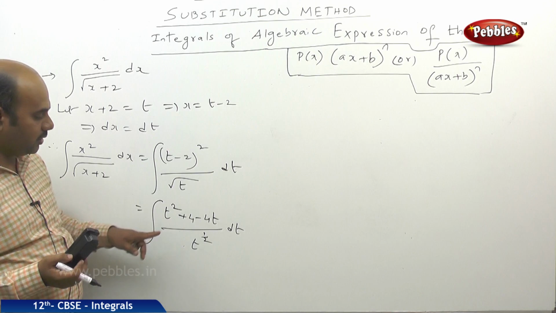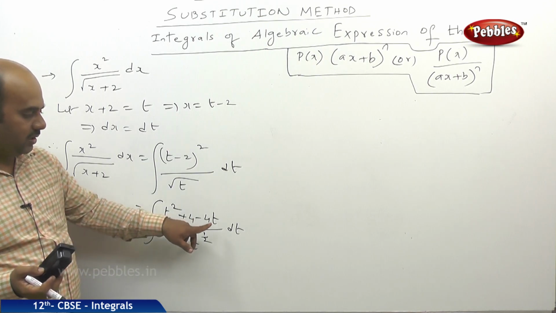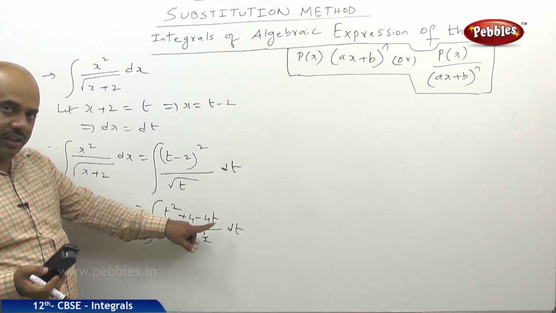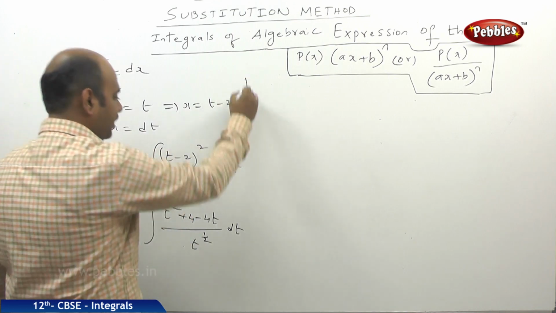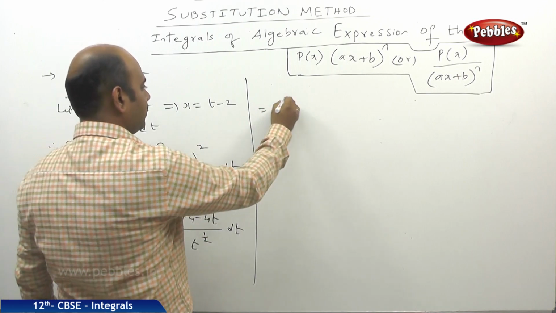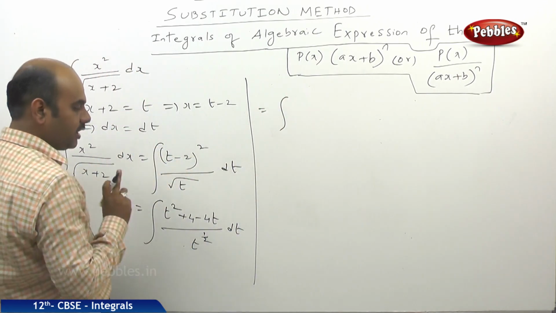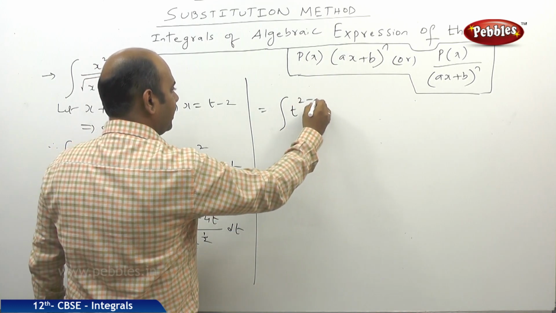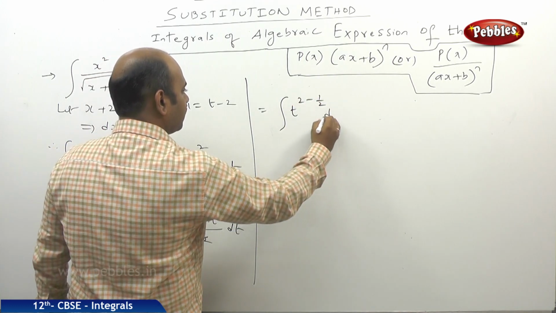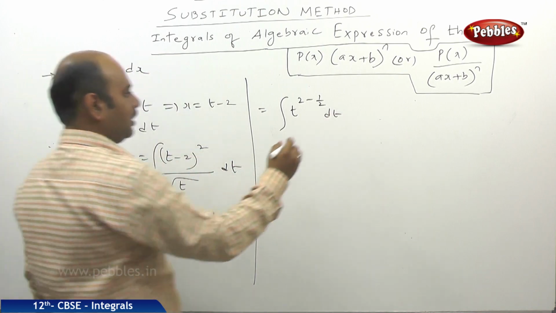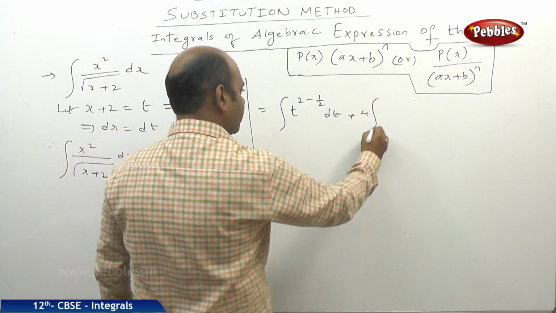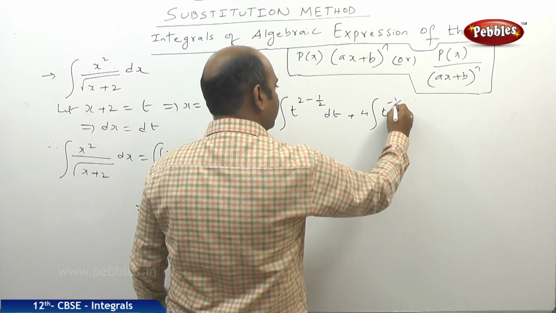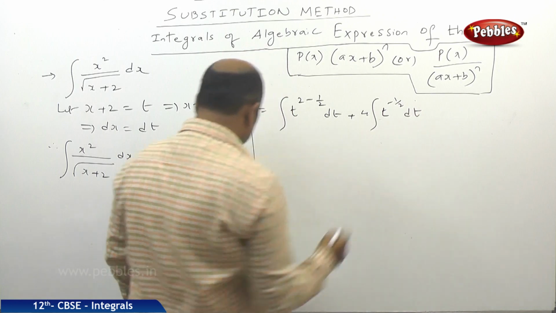So again if you observe carefully, (a plus b minus c) divided by d is a by d plus b by d minus c by d. So finally what happens, that is equal to the integral of t square by t power 1 by 2, which I will write as t power 2 minus 1 by 2 dt. And again here 4 comes outside, 1 by t power 1 by 2 means I can write as t power minus 1 by 2 dt.